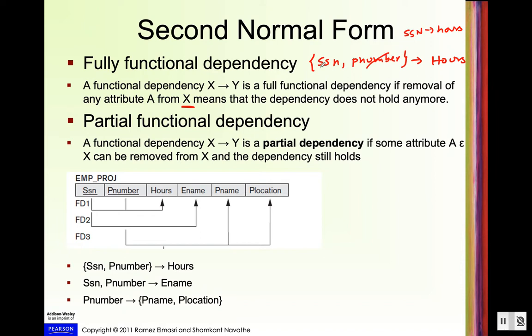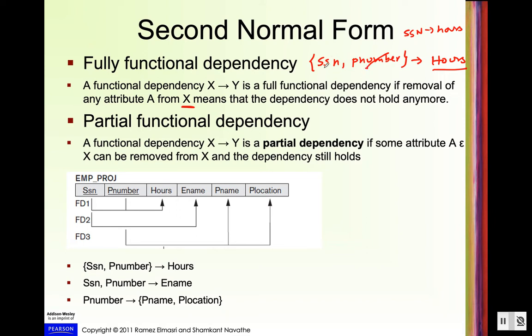Actually here this functional dependency says that SSN is the unique number for each employee, and for a particular project, they work a specific number of hours on that particular project. Now that one is an example of a full functional dependency, because if we remove any one attribute from X, that functional dependency will not hold anymore.